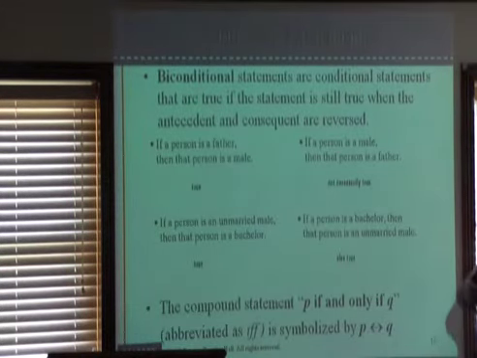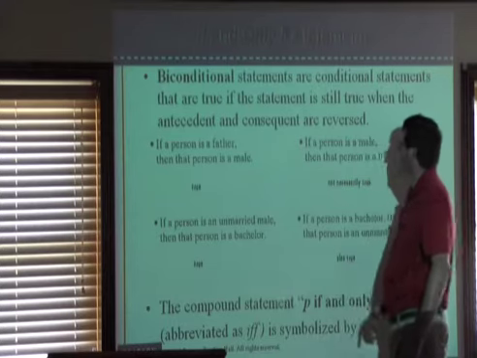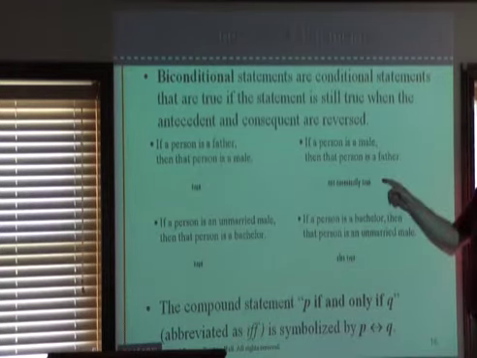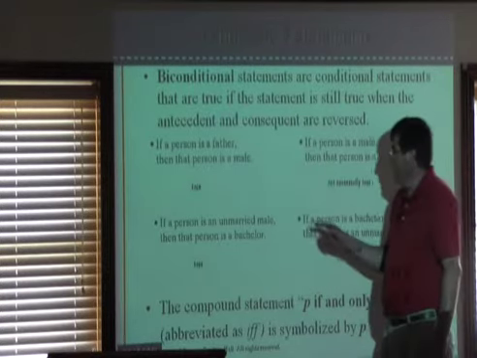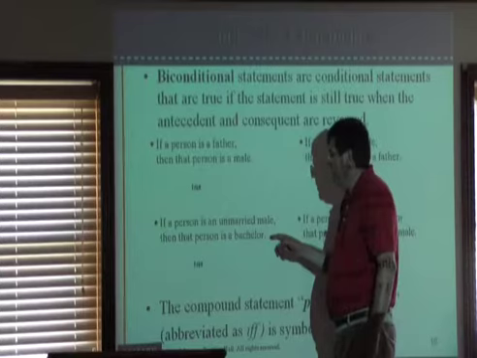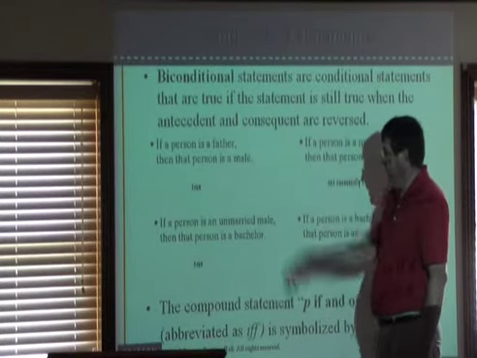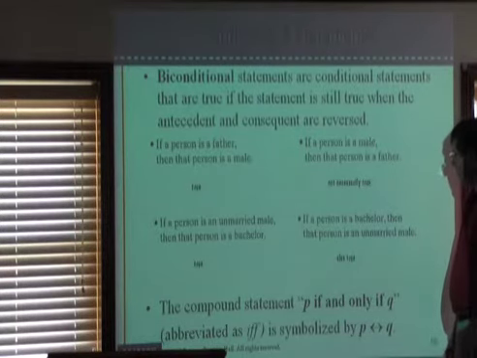All right, let's talk about a biconditional. If a person is a father, then the person is a male. Does that make sense? If a person is a male, then that person is a father. Now that's not necessarily true. Okay? If a person is an unmarried male, then that person is a bachelor. Now that is true. That gets a thumbs up, okay, on YouTube. Okay? If a person is a bachelor, then that person is an unmarried male. That gets a thumbs up too.